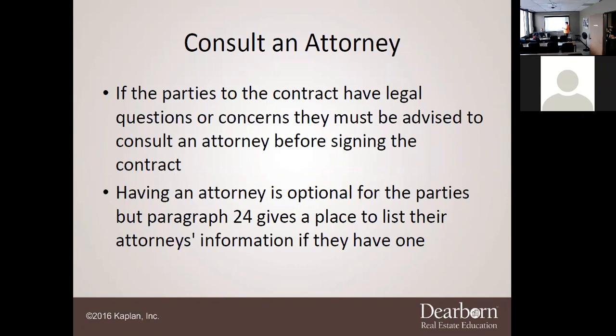Having an attorney is optional for the parties, but paragraph 23, no longer 24, is now 23, gives a place to list their attorney's information if they have one. You do not have to fill that out. I would say 90%, maybe 70% of the time, that is blank for both the buyer and the seller. That does not mean, however, that if you sign the contract and you didn't fill it out, you can't talk to an attorney. You still can, you just don't have to list their information if you don't want to.